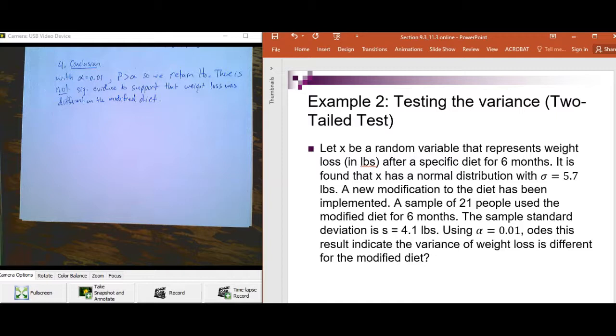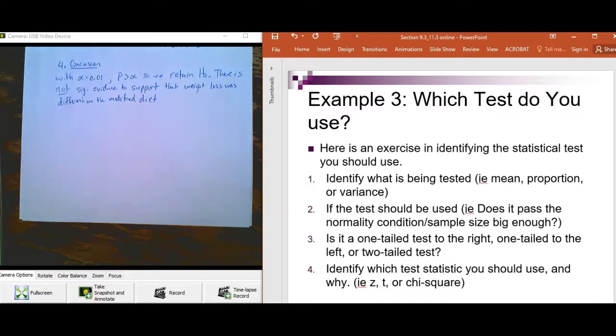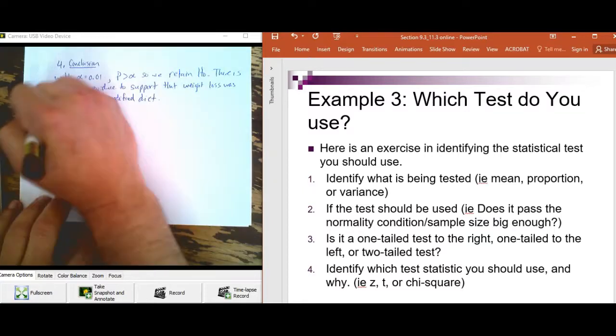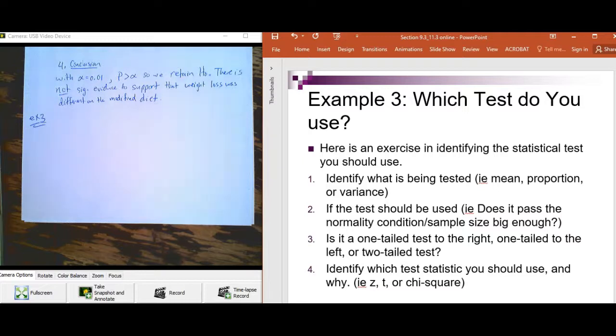Now I just want to quickly run through some problems in identifying the type of problem that we're given. So, which test do you use here? In this exercise, we're going to read a question, and we're not going to perform the test, but we're going to identify what type of test it is. And if the test should be used, that means does it pass the normality conditions or sample size or population distribution. We'll identify if it's a one-tailed test to the right, a one-tailed test to the left, or a two-tailed test. And we'll identify which test statistic we should use, or from which distribution we should be checking.